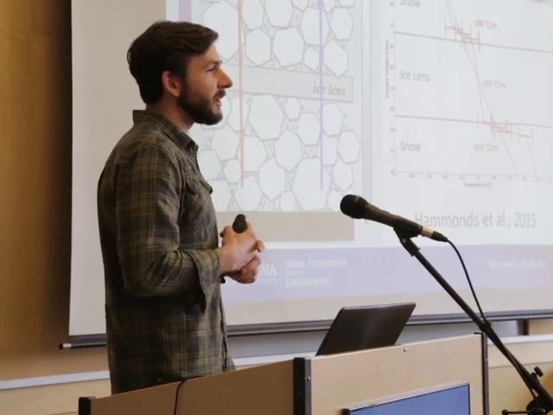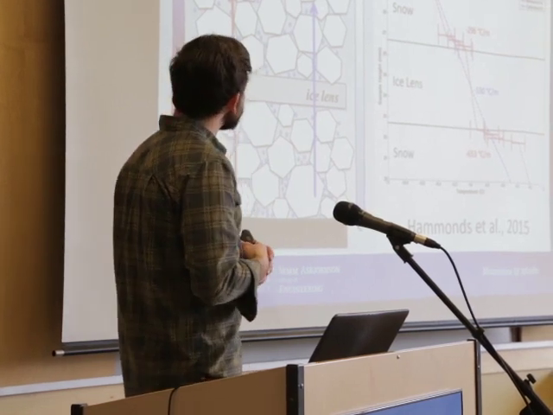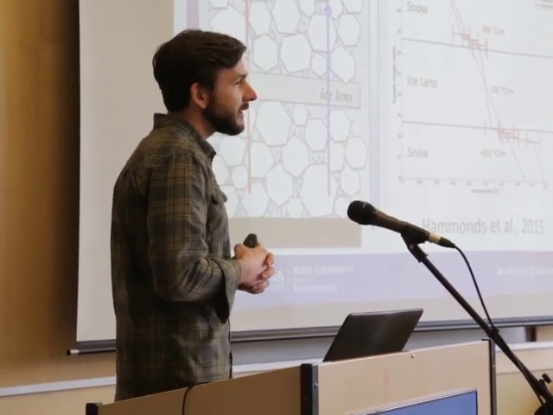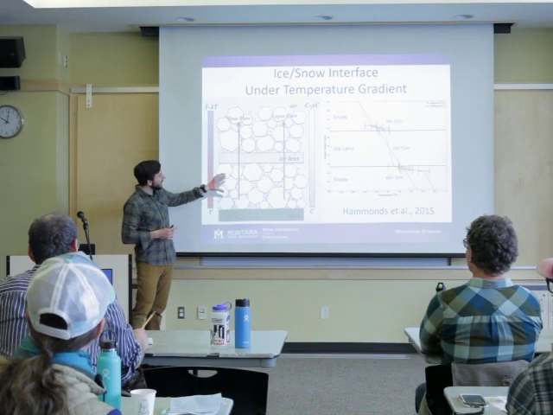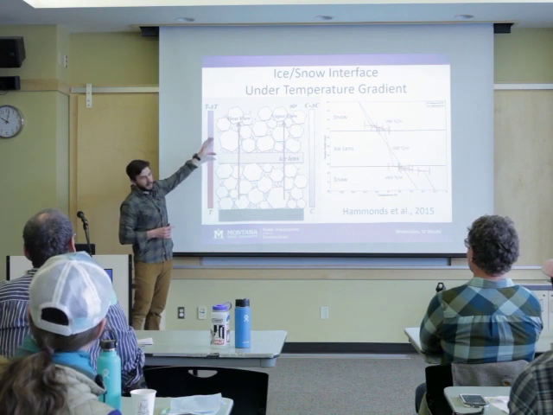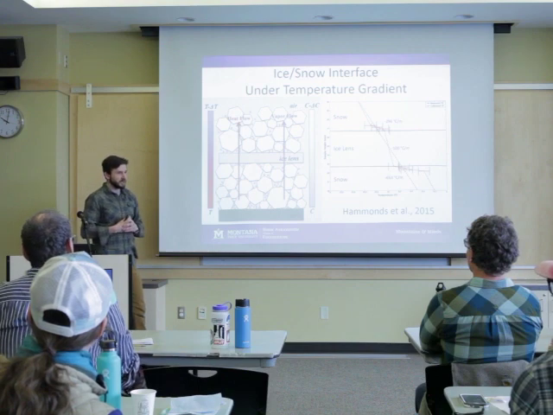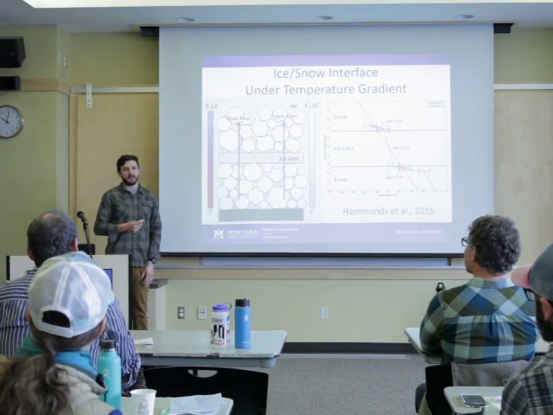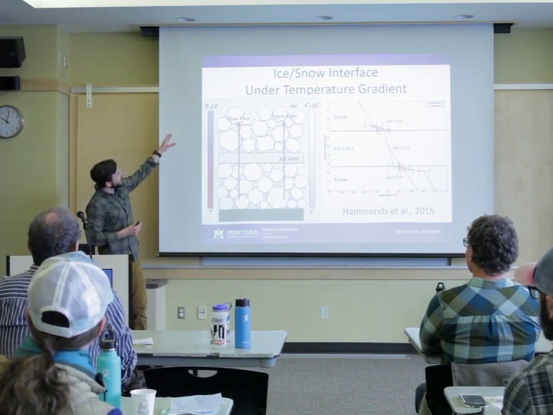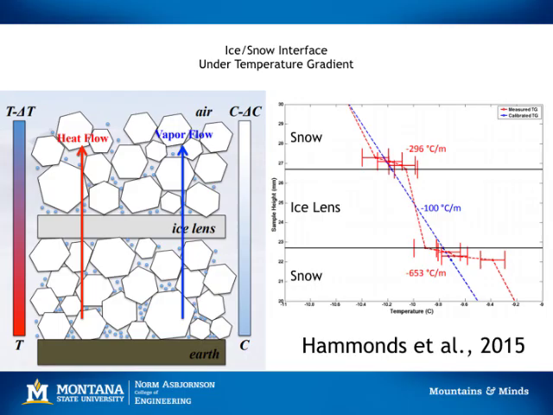Many of you might be familiar with a study done by Dr. Kevin Hammonds during his PhD, which was looking at the ice-snow interface under a temperature gradient. What he did was essentially make this snow structure where he had a snow layer, an ice lens, and then another snow layer, and then put it under a temperature gradient such that you'd expect to see outside, like the earth being the warm side, typically around 0 degrees for a seasonal snowpack, and then the air being the cold side. So you have your heat flow and vapor flow coming from the bottom of the sample to the top. I think he coined this the ice sandwich.